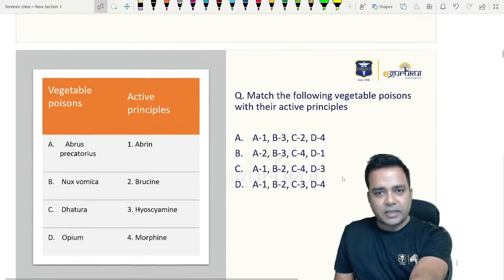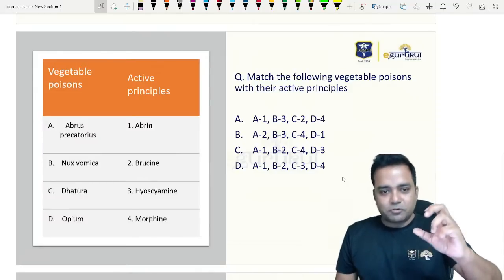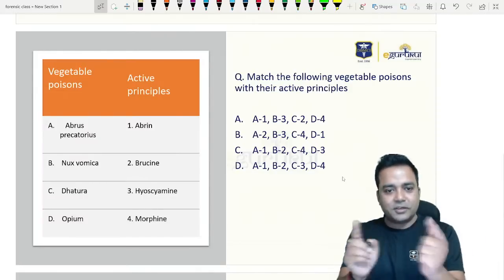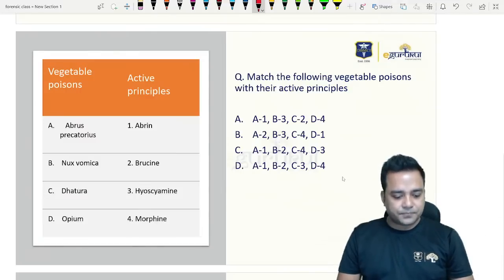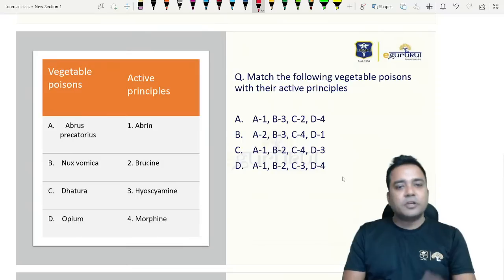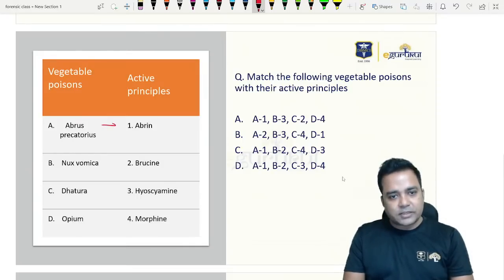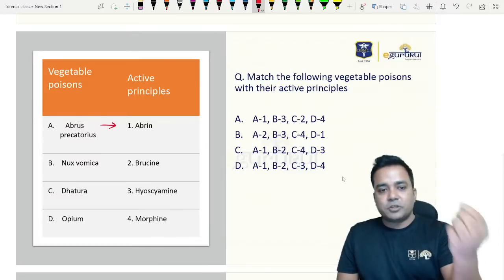There were 4 to 5 match the following questions too, and match the following questions are bonus questions actually. Even if you are able to solve two of the columns, any two things, you are in a position to solve the question. So match the following vegetable poisons with their active principles was asked in the exam. In column A, one thing was given as Abrus precatorius, and we know the active principle in Abrus precatorius is abrin. Active principle in the seeds of Ratti. Abrus precatorius is called Ratti or Gunchi.